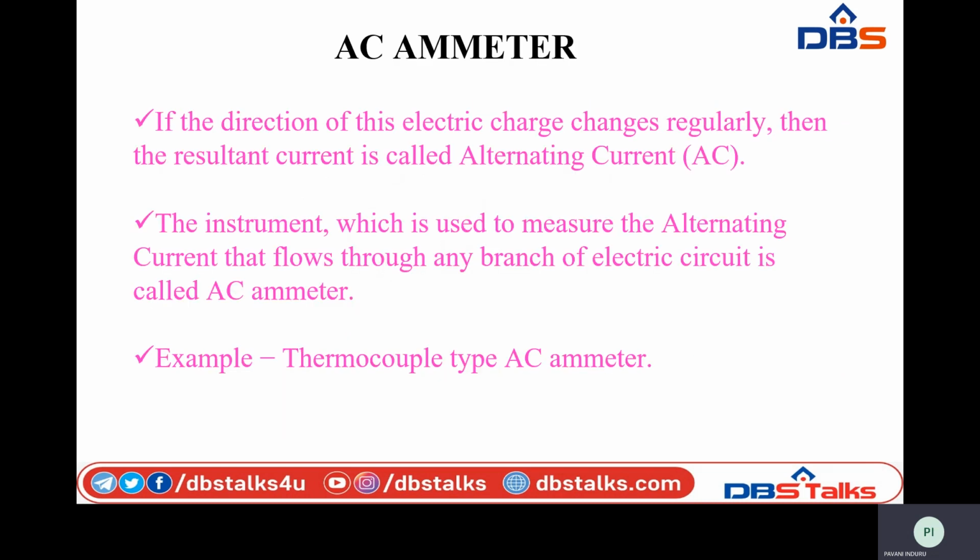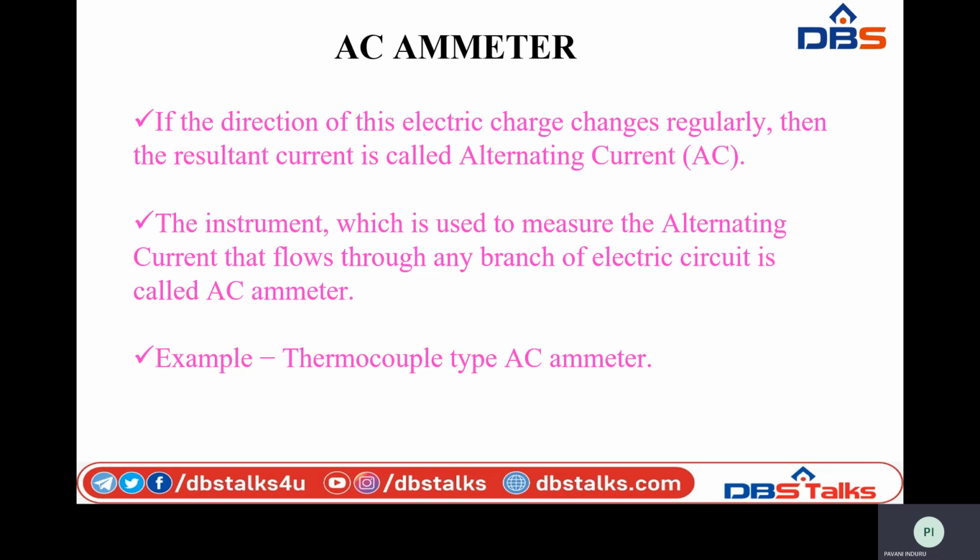Now the AC type of ammeters. Till now we have seen only cases where the electric charge flows in a particular direction, but AC current is not like that. If the direction of the electric charge changes regularly with respect to time, then the resultant current is alternating current. Do you understand? Here the current doesn't have any fixed value. It varies with respect to time and has different values.